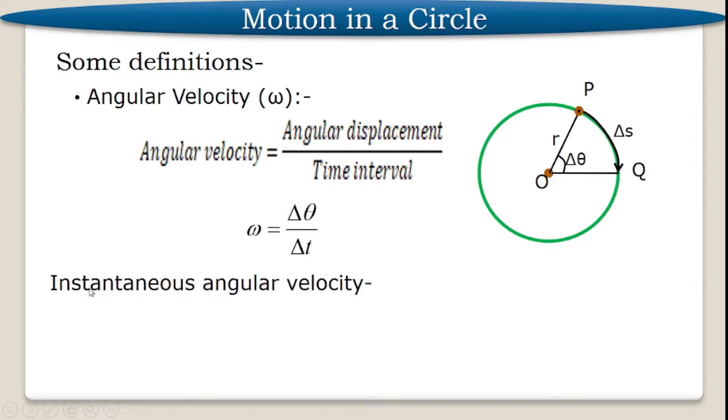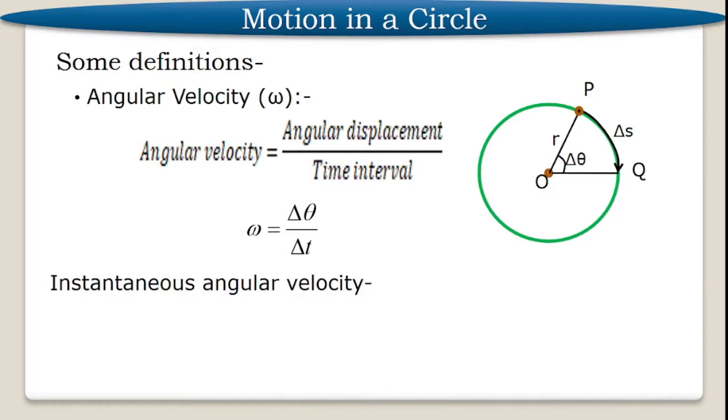If we want to find instantaneous angular velocity, that means तात्क्षणिक कोणीय वेग, then तात्क्षणिक कोणीय वेग मतलब angular velocity at certain moment. That means at that point time interval will tend to zero.